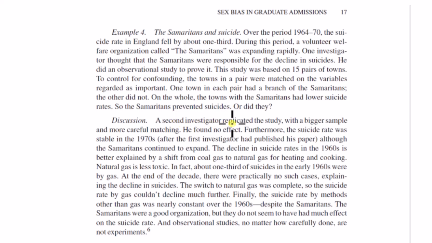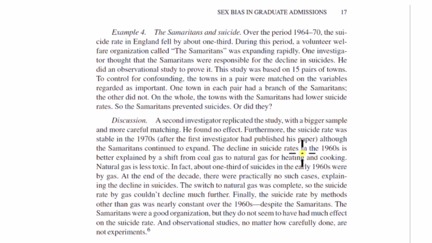A second investigator replicated the study with a bigger sample and more careful matching. He found no effect. Furthermore, the suicide rate was stable in the 1970s, after the first investigator had published the paper, although the Samaritans continued to expand. So you would think as the Samaritans expanded more, the suicide rates would continue to drop.